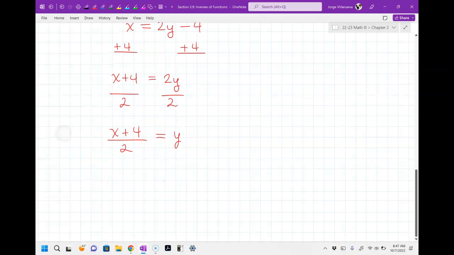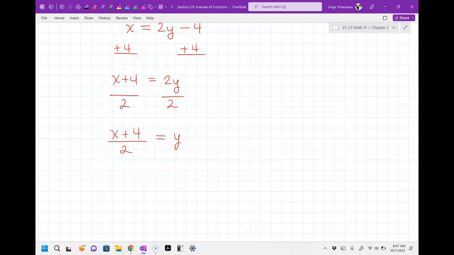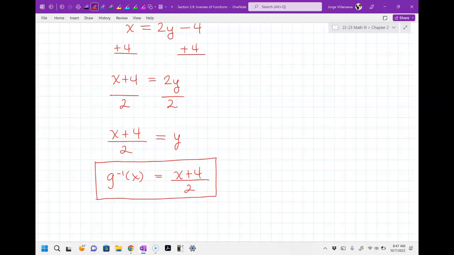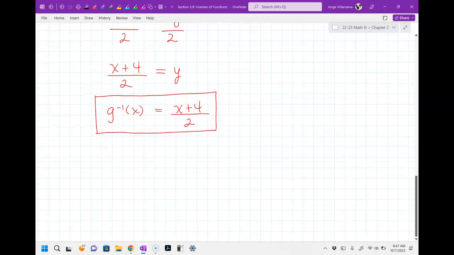All right. Last step. Change your y to the inverse notation. I'm just going to flip my answer because I don't like it when it says something equals y. I want to say y equals something. So I'm going to change it. I'm going to write g inverse of x equals x plus 4 over 2. I just feel better when it looks like that. It looks nicer. Okay? Just like that. And you're done. That's how you find inverses.